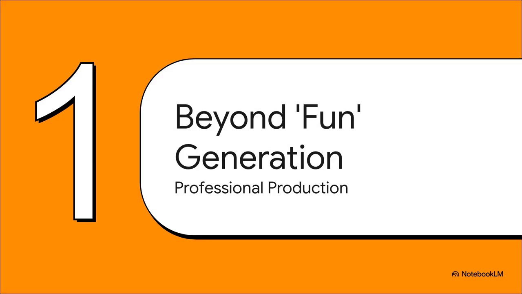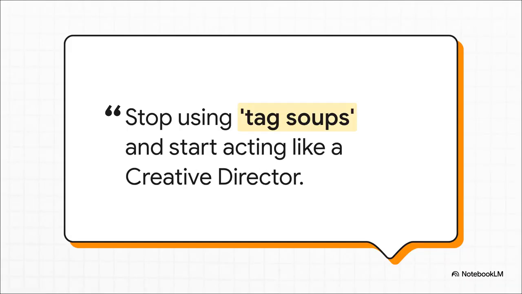So this all leads to a really important point. We're moving beyond just making fun, random images. This isn't just a toy anymore. We are now talking about a serious tool for creating professional, functional assets for actual work. And this quote right here just nails it. Stop using tag soups and start acting like a creative director. That tag soup thing, just mashing a bunch of keywords together and hoping for the best, that's only going to get you so far. If you want results that are professional, consistent, and actually controllable, you've got to step up. You need to be the director, calling the shots with clear, intentional instructions.